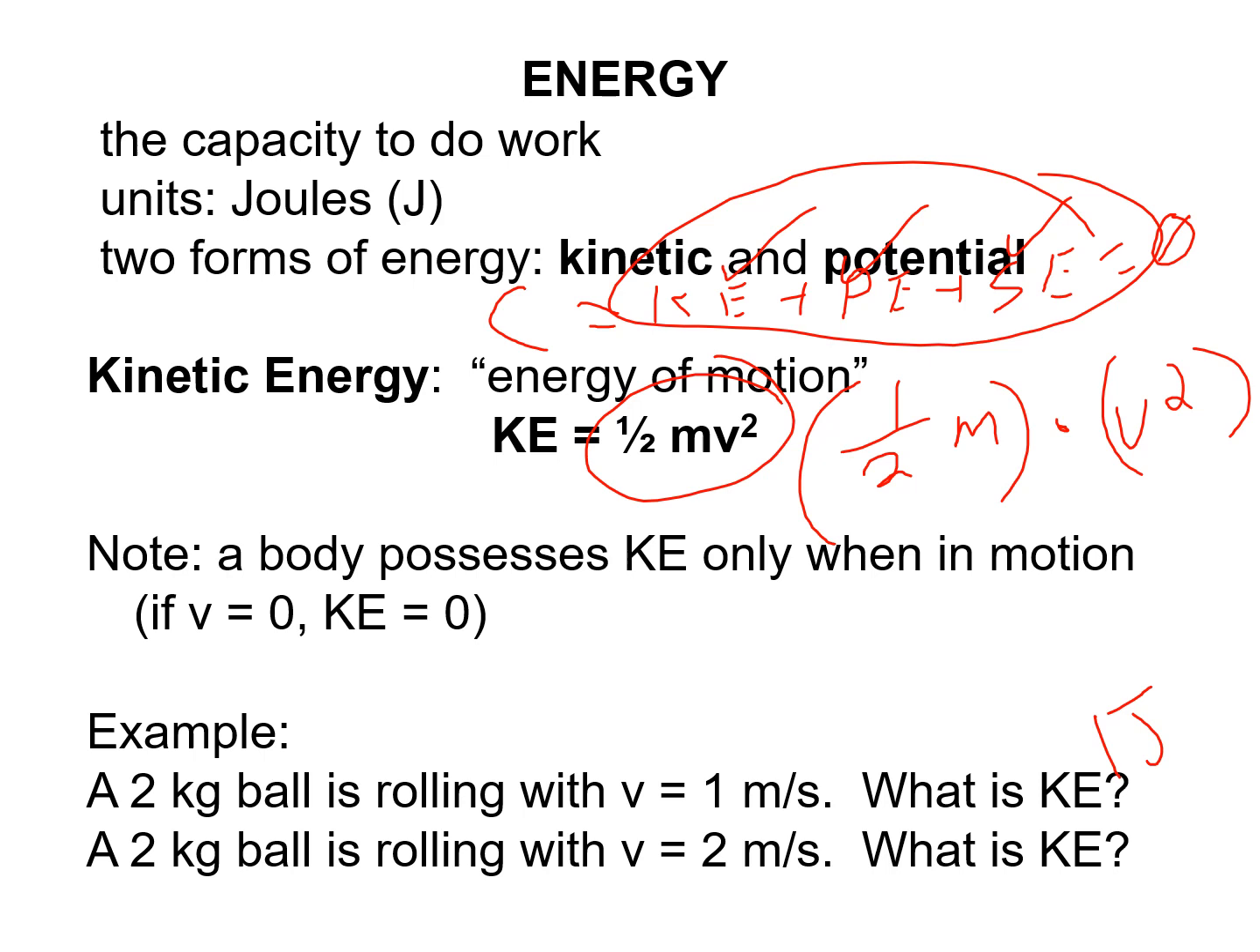A 2-kilogram ball is moving with a velocity of 2 meters per second. Half of 2 kilograms is 1 kilogram. 2 meters per second squared is 4. So 1 kilogram times 4 meters per second is 4 joules. Hope this is making sense.